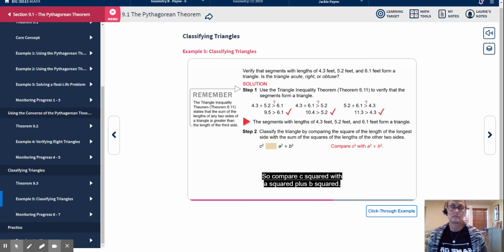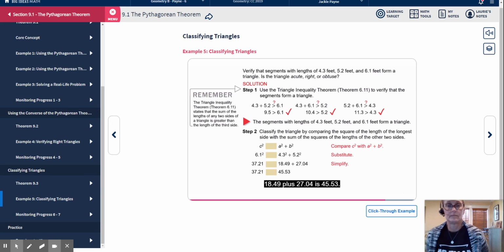So, compare c squared with a squared plus b squared. The length of the longest side is 6 and 1/10 feet. So substitute 6 and 1/10 for c, 4 and 3/10 for a, and 5 and 2/10 for b. Now, 6 and 1/10 squared is 37 and 21/100. 4 and 3/10 squared is 18 and 49/100. And 5 and 2/10 squared is 27 and 4/100. 18 and 49/100 plus 27 and 4/100 is 45 and 53/100.